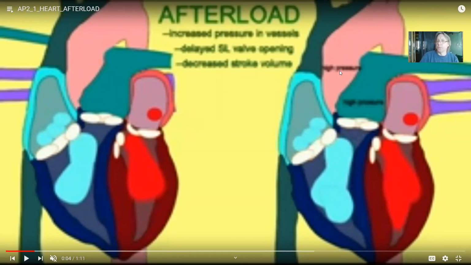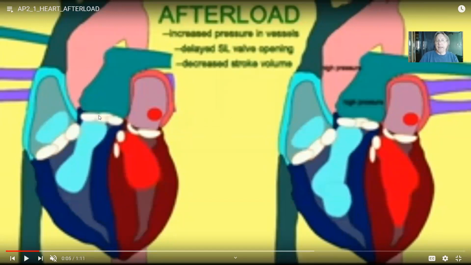So there's a higher than normal pressure in the aorta and the pulmonary trunk. Here's a normal individual. Their ventricles start to squeeze in systole, and they squeeze and squeeze and squeeze. And these semilunar valves will open, and we will eject blood when the pressure in the ventricles exceeds the pressure in the vessels.